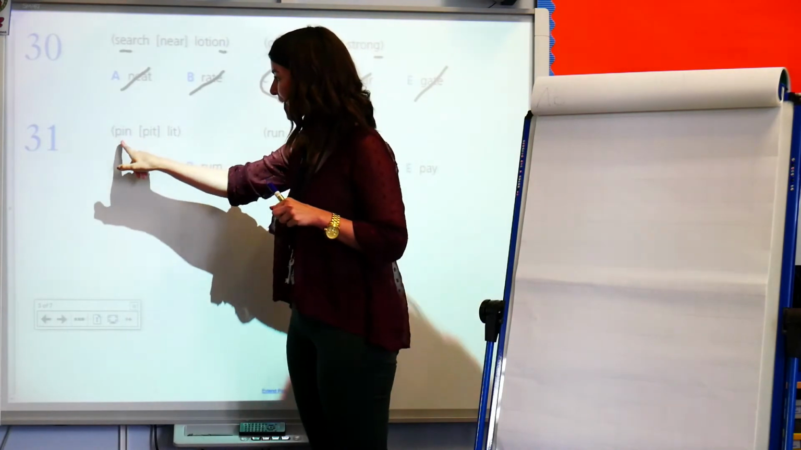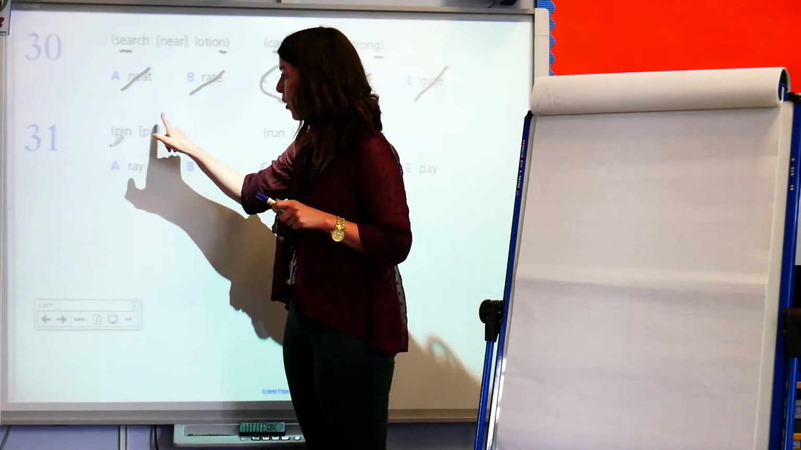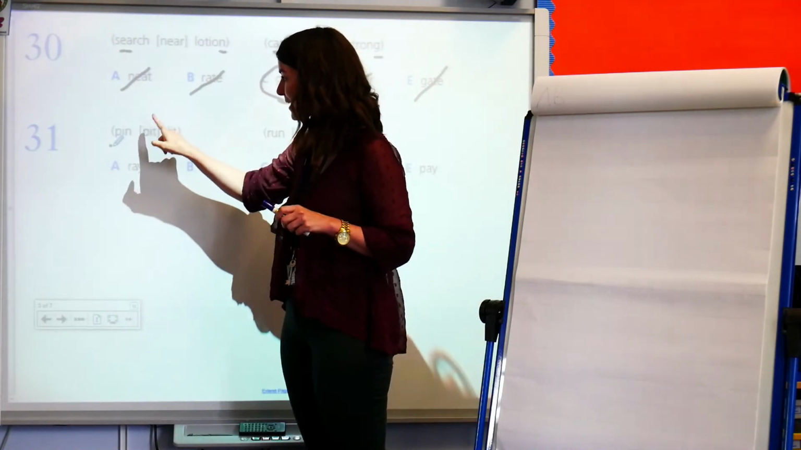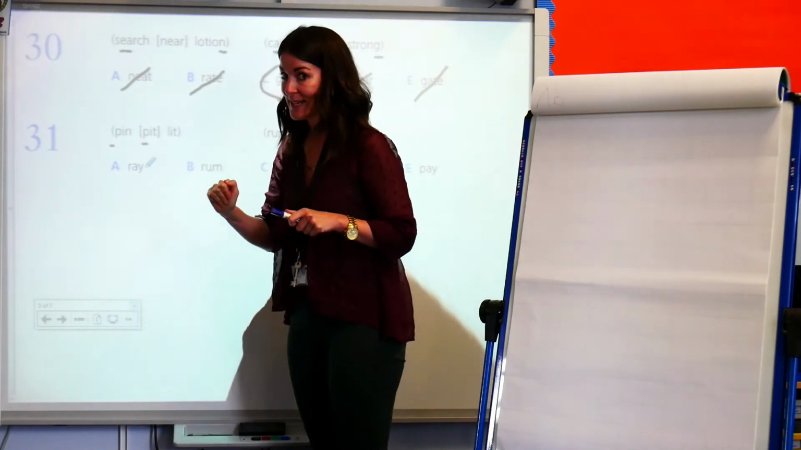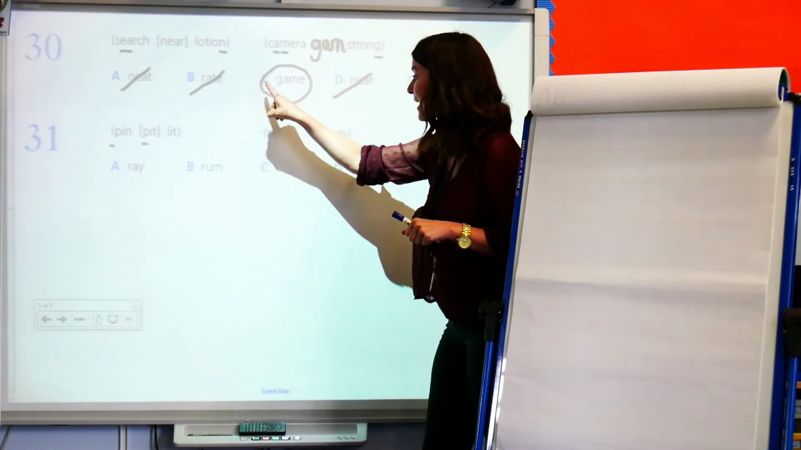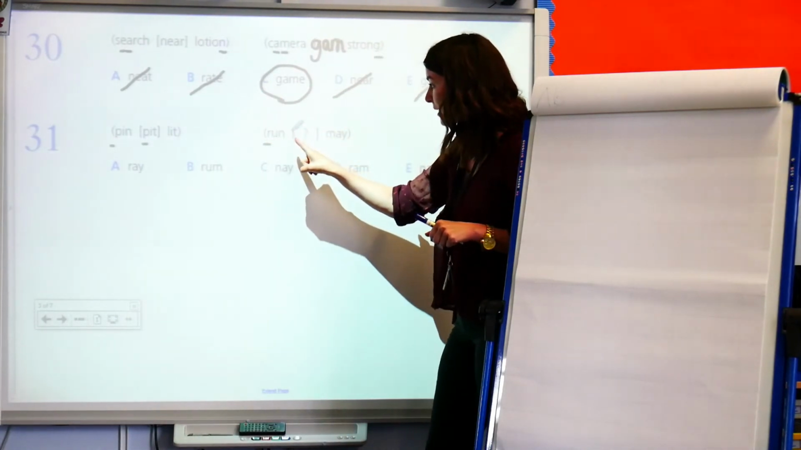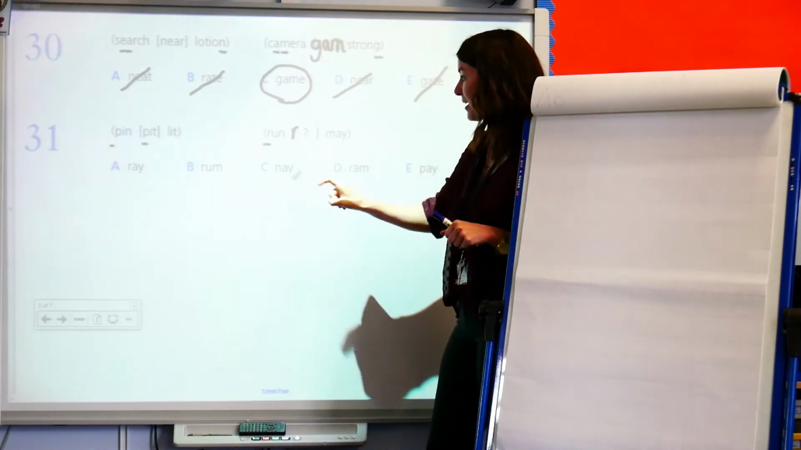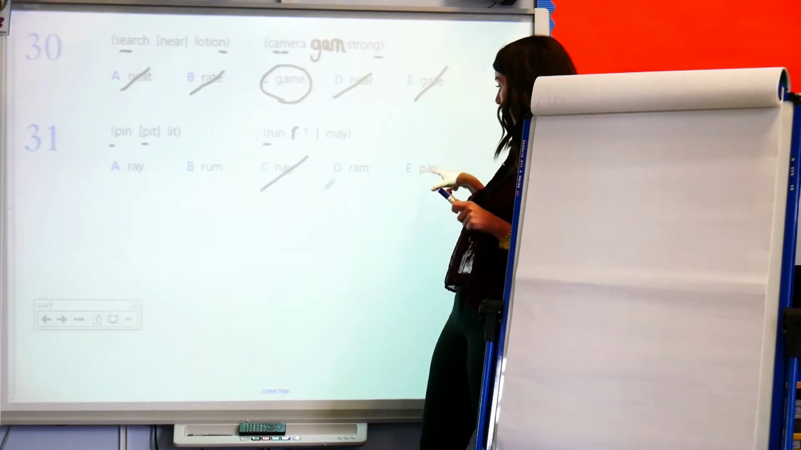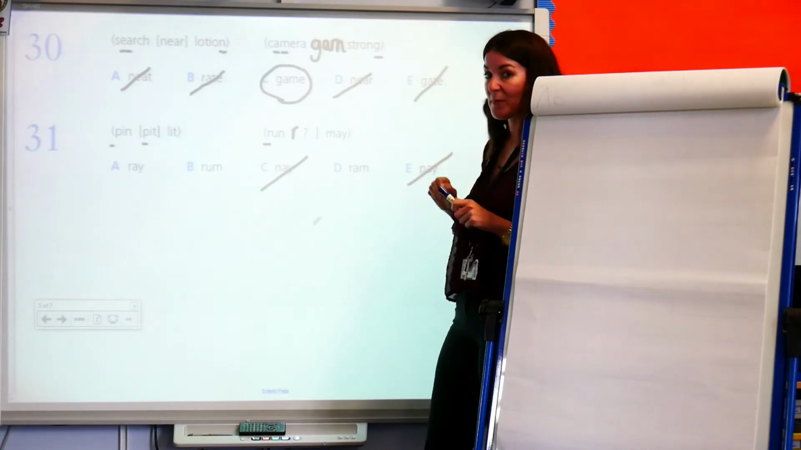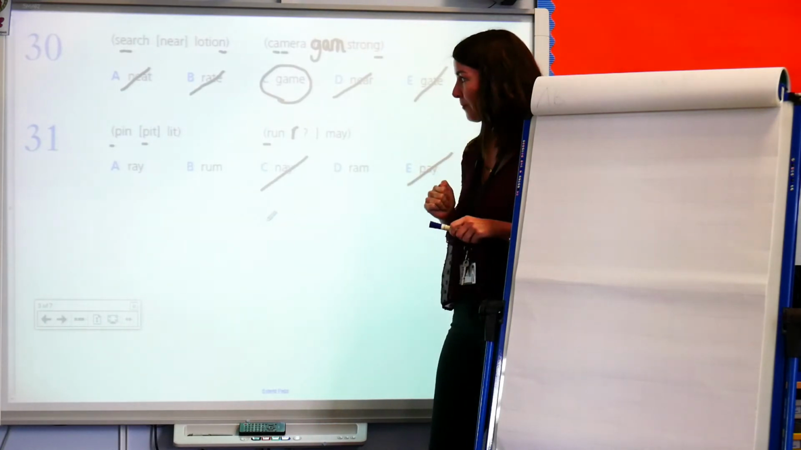So I've got pin, pit, lit. The word I'm making, okay, is pit, and I can see that I've taken this P here, the first letter. So I'm going to take the first letter, which is R. Let's put R here. Now I'm going to get rid of C straight away, and I'm going to get rid of E straight away. So I'm left with 3 options, makes it easier for me.